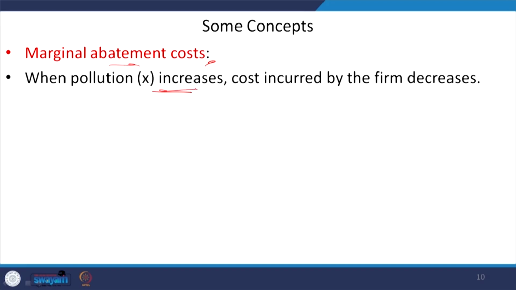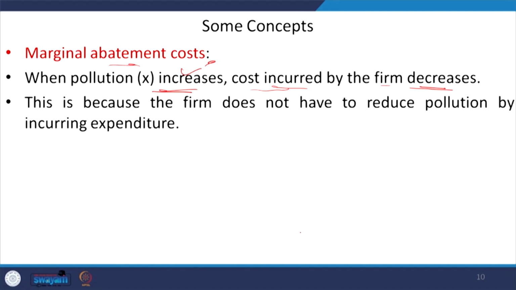So, that means the cost spent by the firm is decreasing, then only pollution can increase, right. So, when pollution increases, obviously we need to see that the firm is not spending enough for treating the pollution. So, the cost incurred by the firm in treating the pollution is decreasing. So, that is how we are saying the pollution is increasing.